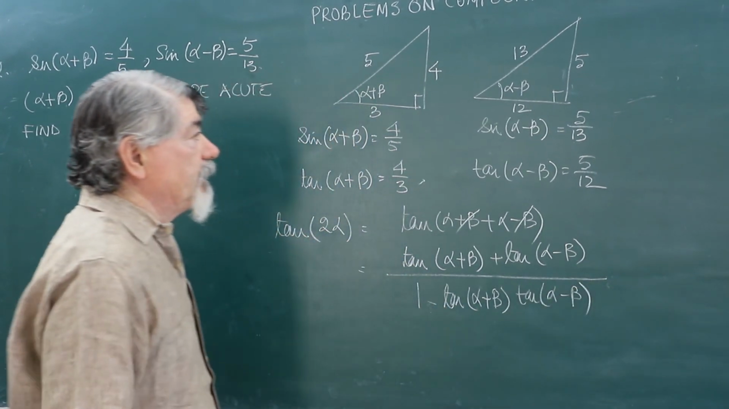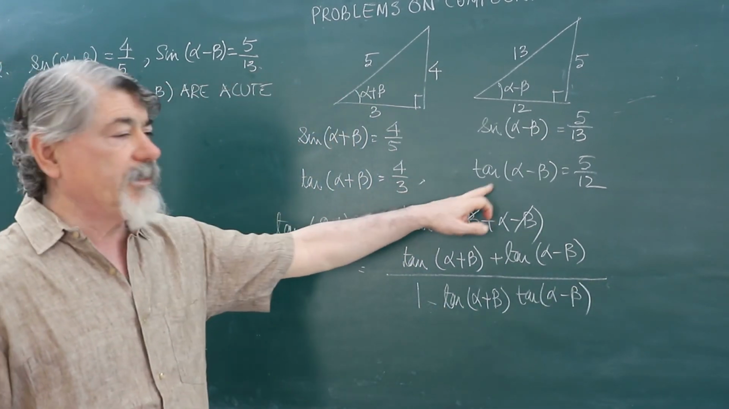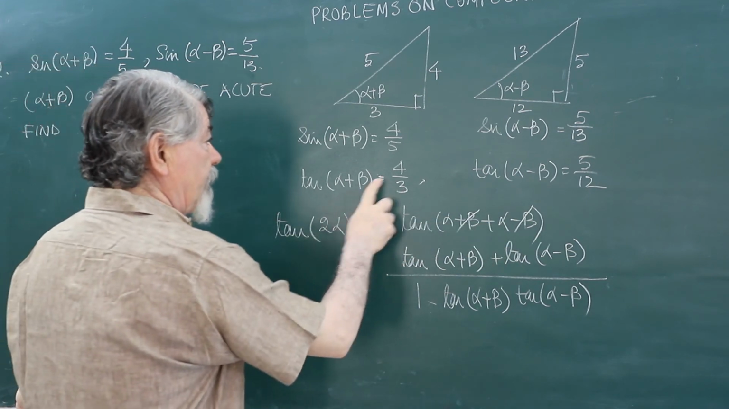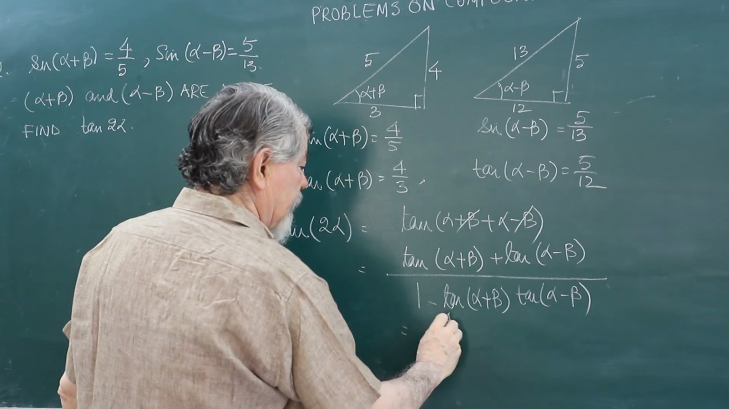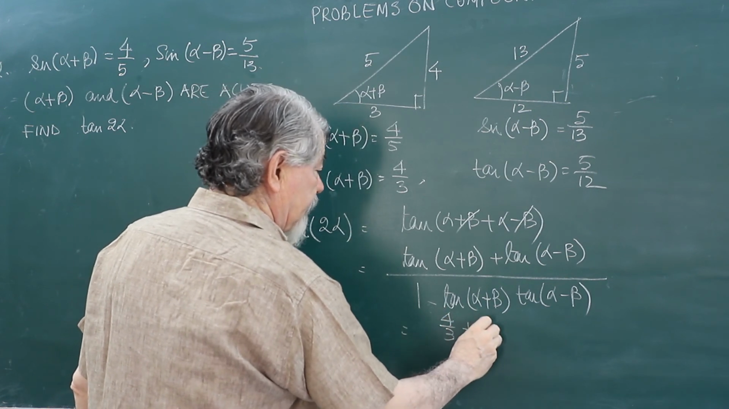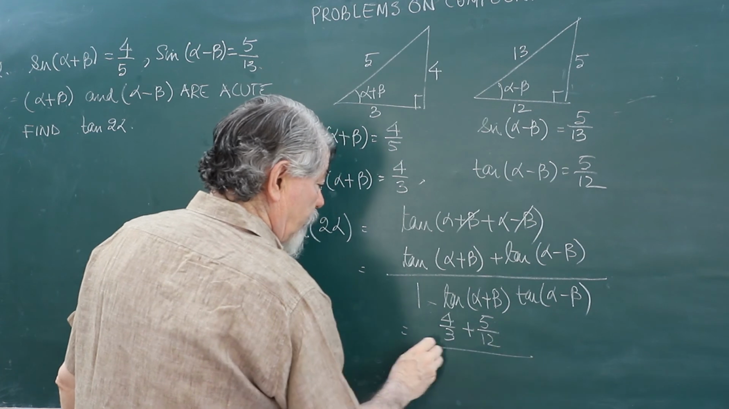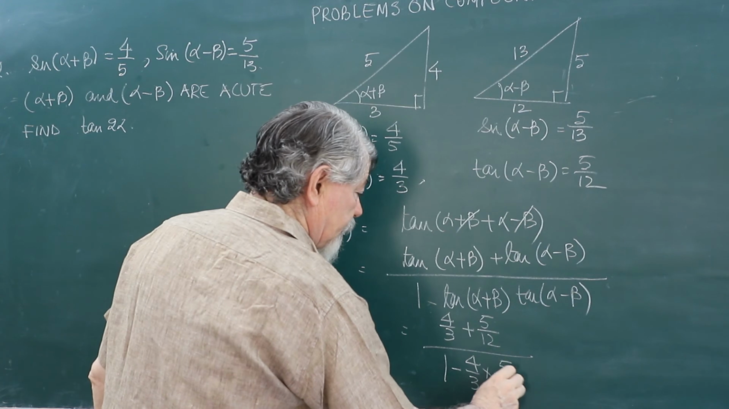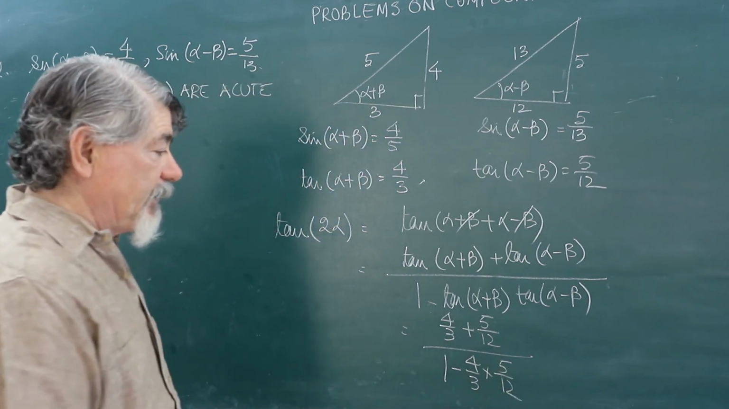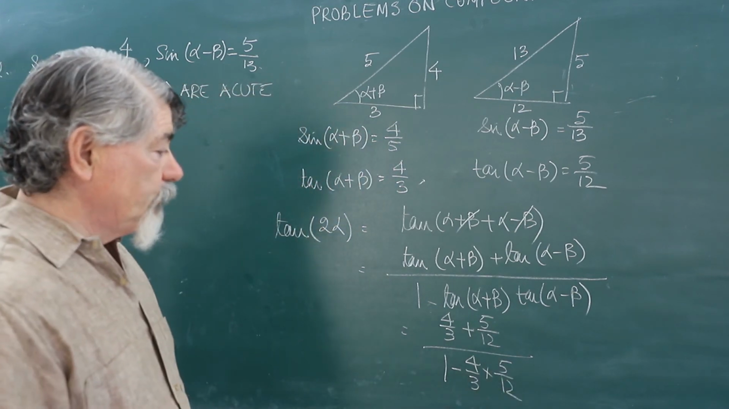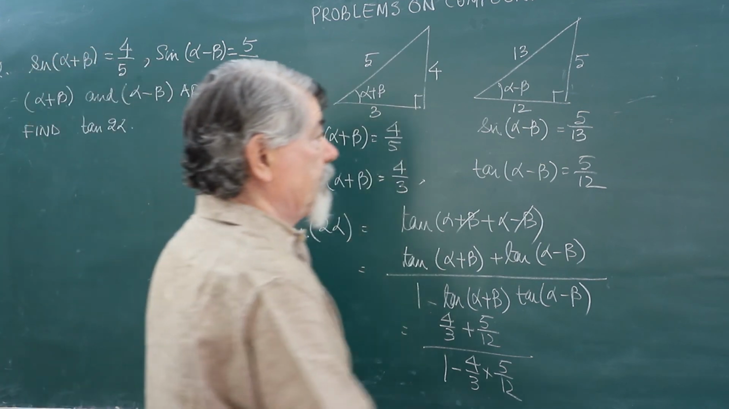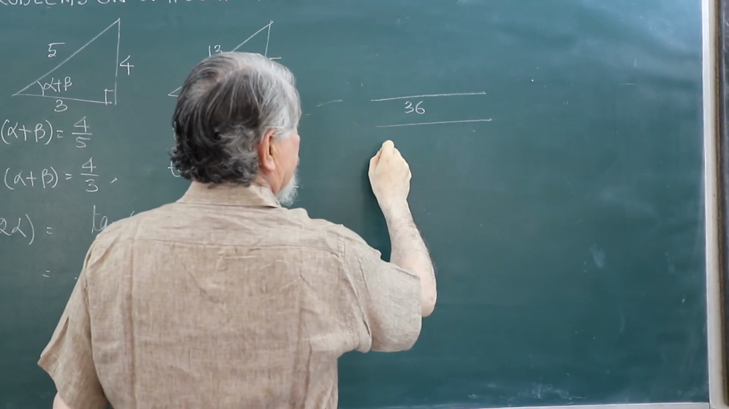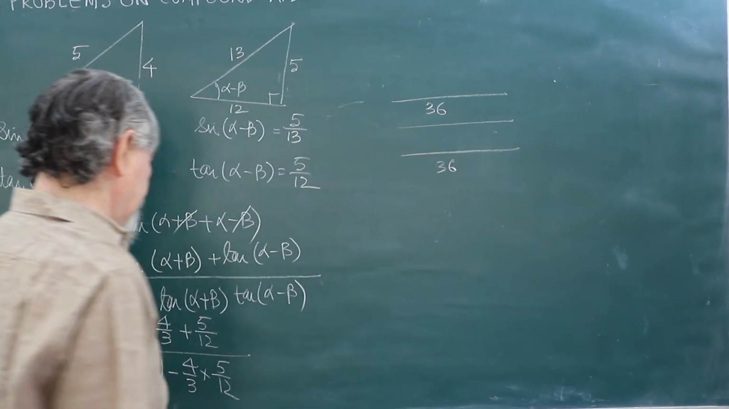We have already calculated the values of tan(alpha plus beta) and tan(alpha minus beta). Let us substitute those values. Tan(alpha plus beta) is 4 upon 3 and tan(alpha minus beta) is 5 upon 12, upon 1 minus 4 upon 3 into 5 upon 12. Let us take the LCM and simplify it. In both the cases, LCM will be 36.